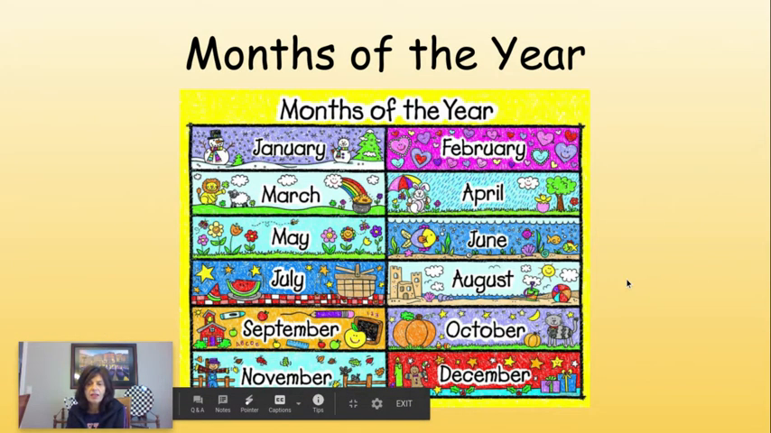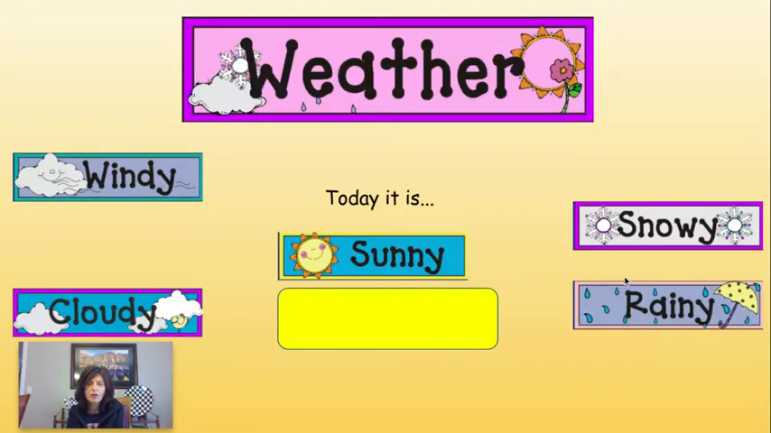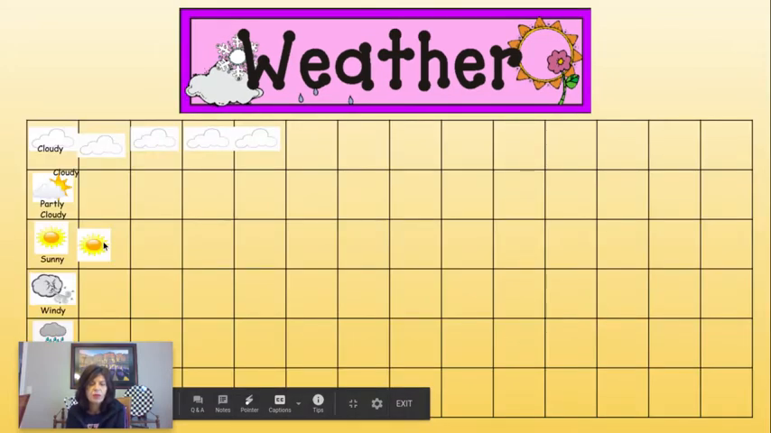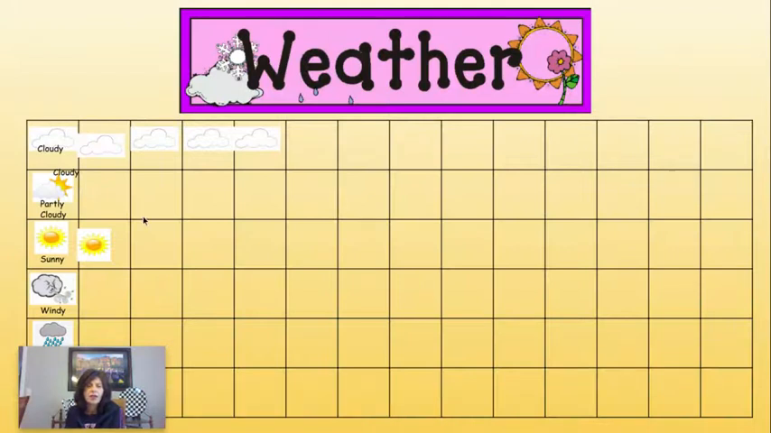There's our months of the year. I hope you can recite them to someone that's in the room with you. Today it is sunny. Yay, a sunny day. So I put up one sunny. So let's play meteorologist and tell me how many sunny days we've had in the month of May. In the month of May, we've had 1 sunny day.